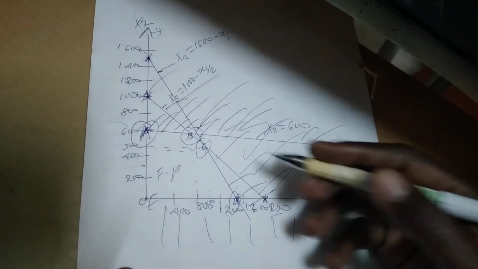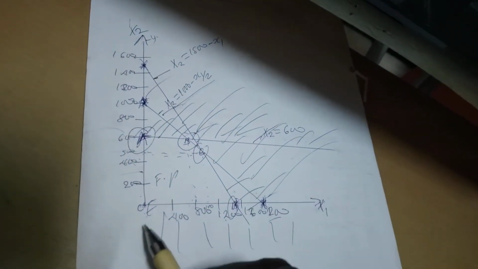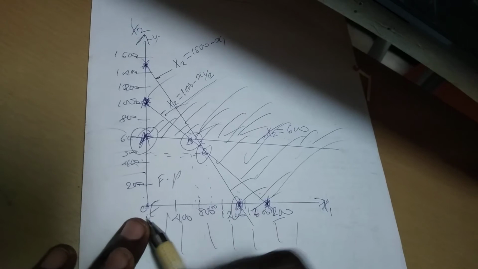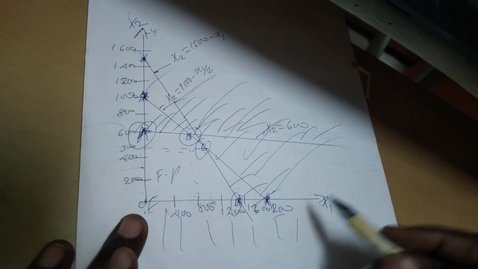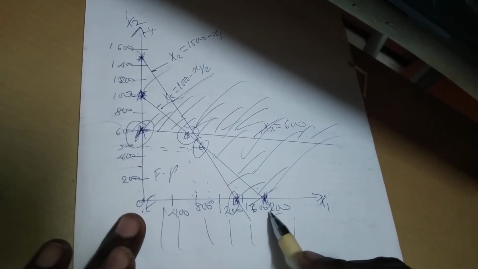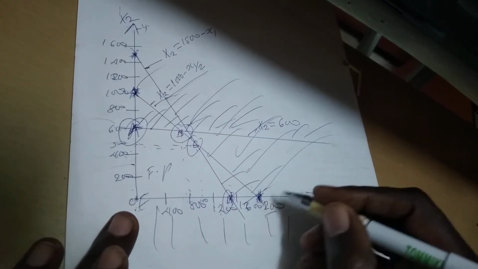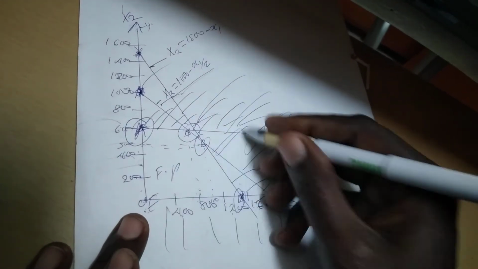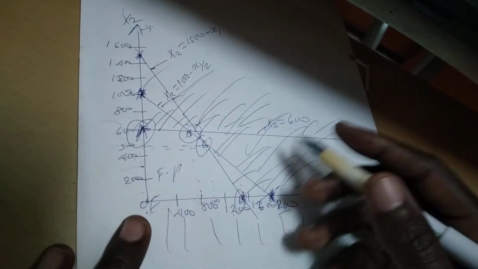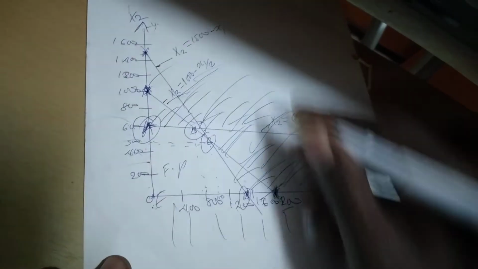Come to the second equation. When x1 is 0, x2 is 1000. When x2 is 0, x1 is 2000. So this is the equation and this is the line. We shade the upper part, and the lower part becomes our feasible point. So already we have two equations.